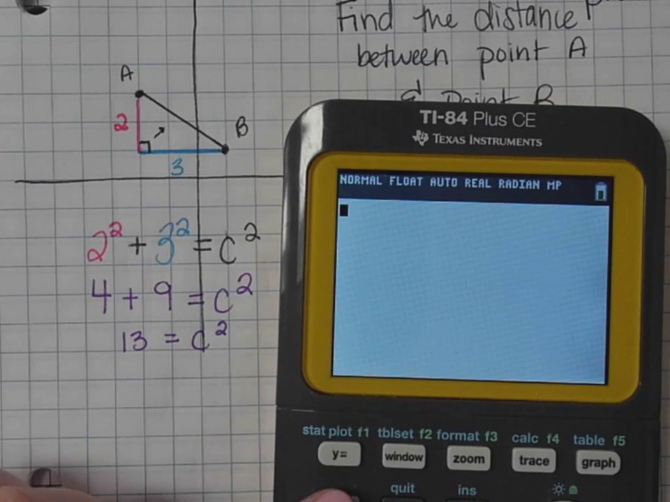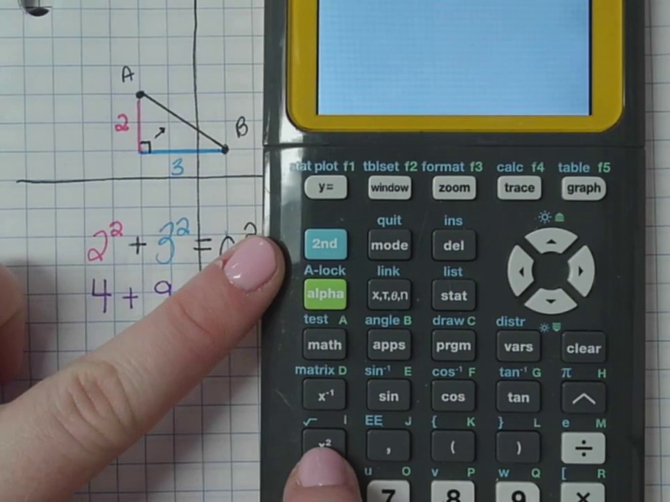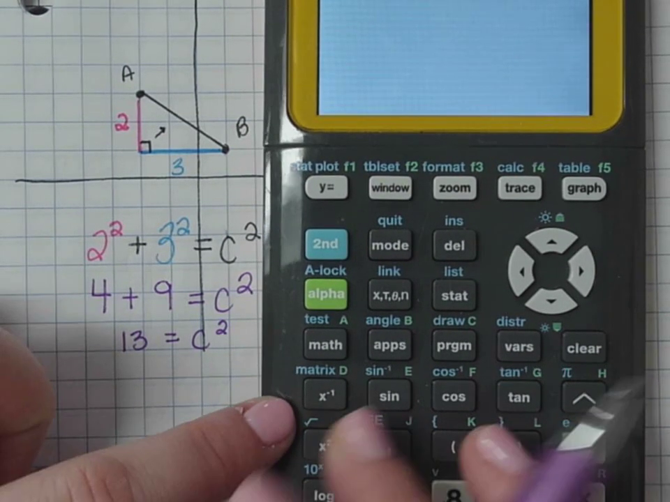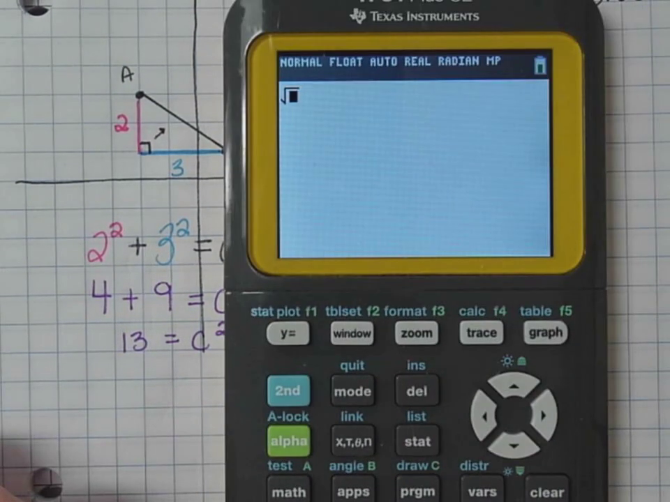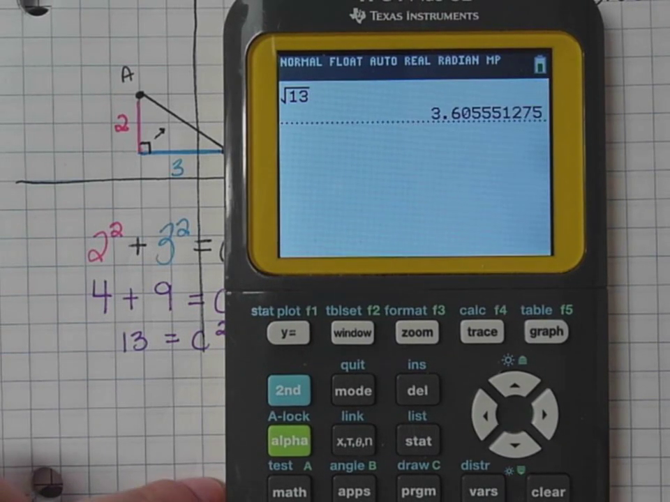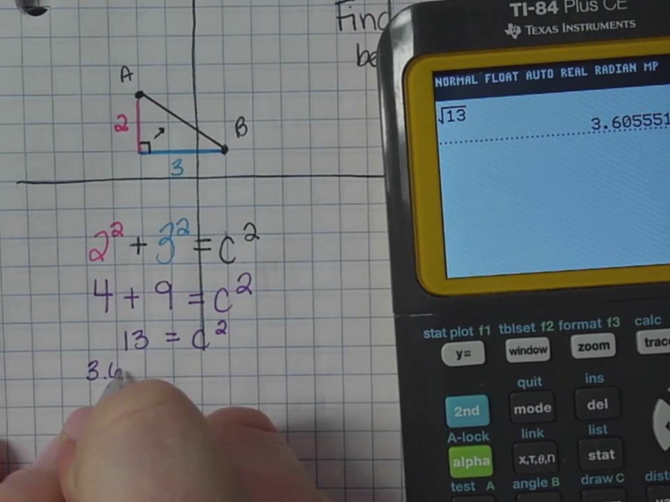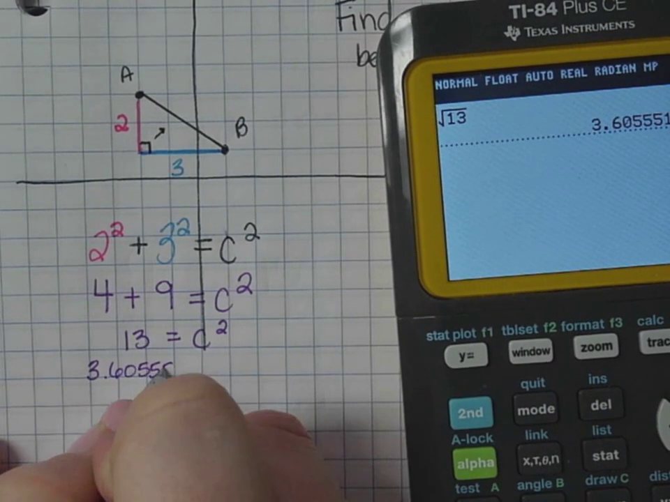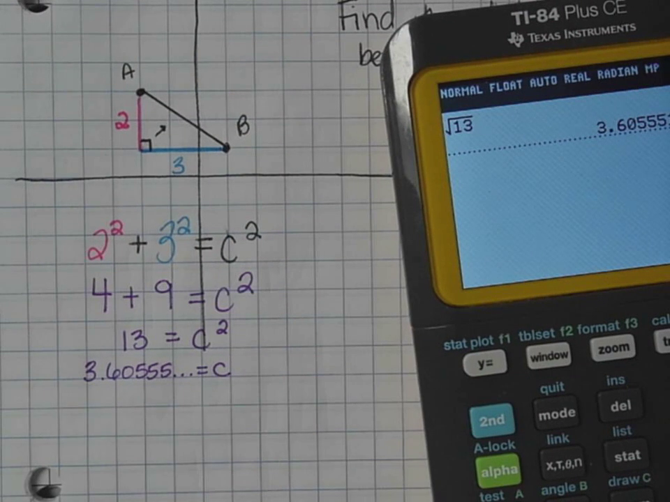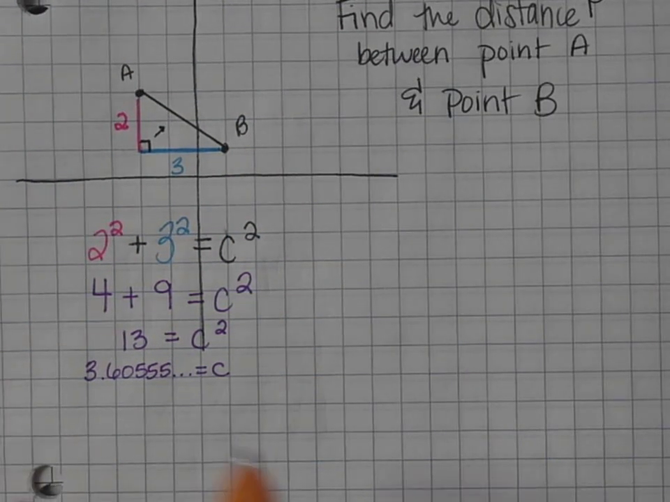So I'm going to do the square root. Remember, hit second in this x squared button, because notice in blue is that thing right there, the radical or the square root. So square root of 13, and then hit enter. So it's 3.60555 ... equals c. I'm going to round it to the hundredths.